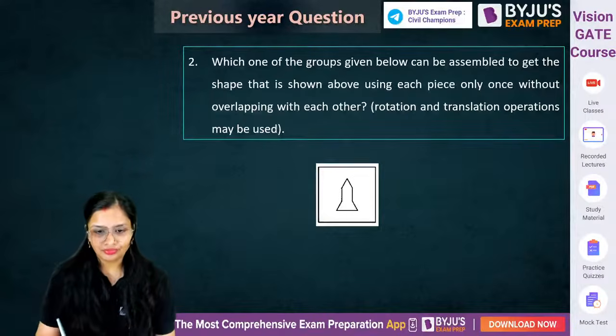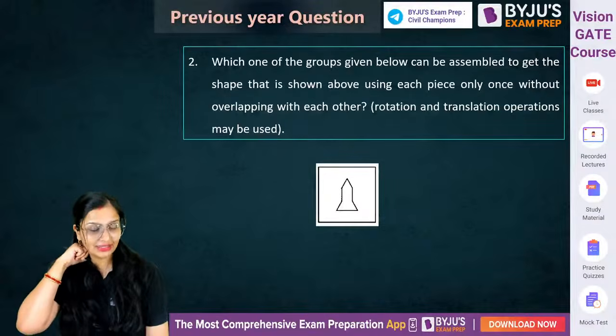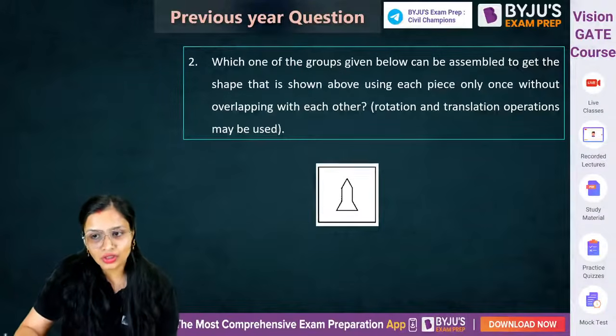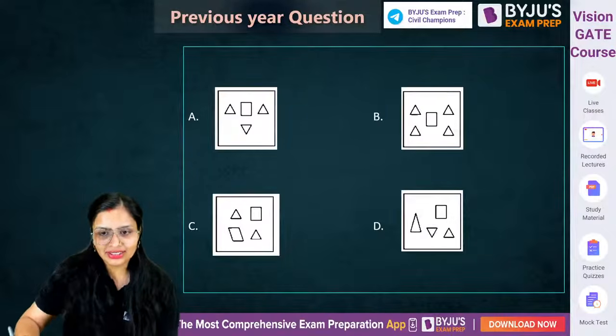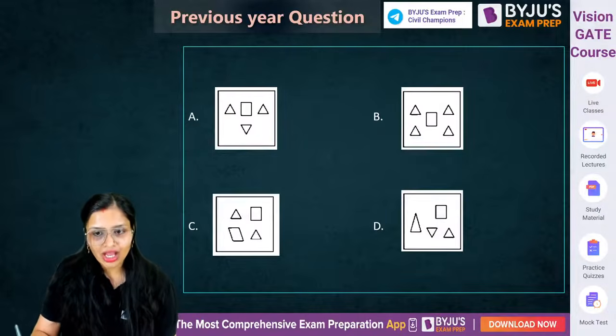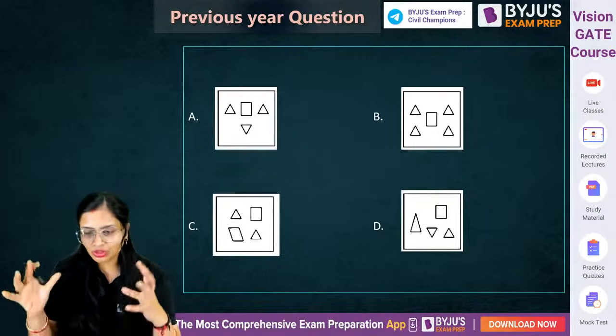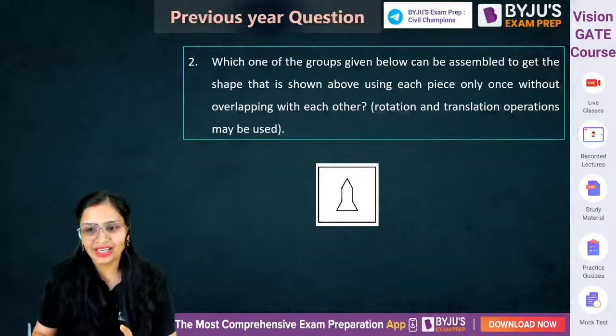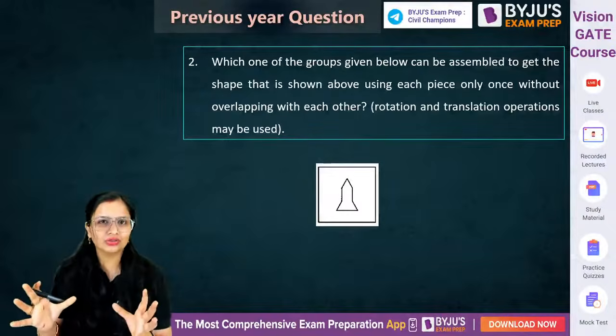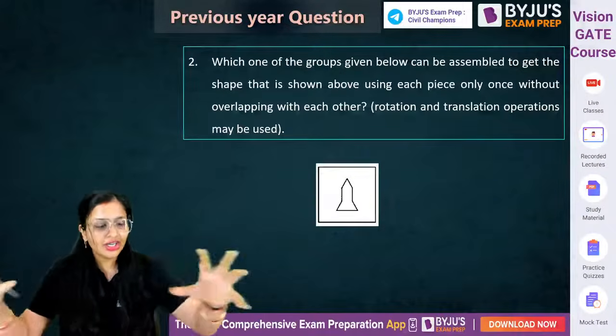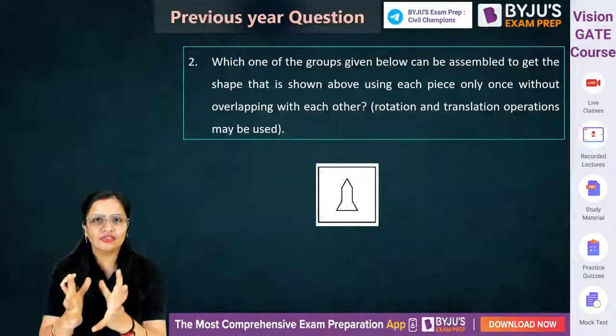next question. Now this is a good question, guys. You have to apply your brain. You won't get it easily. Which one of the groups given below? So this is the group which is given to you. What should you do so that they get assembled and become like this? It's like a jigsaw puzzle, if you want to make this figure, you have to pick up the parts and arrange them.